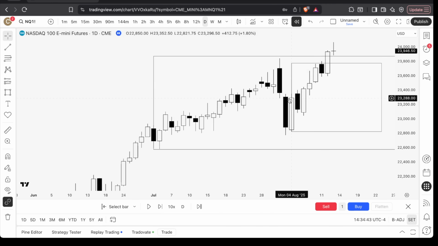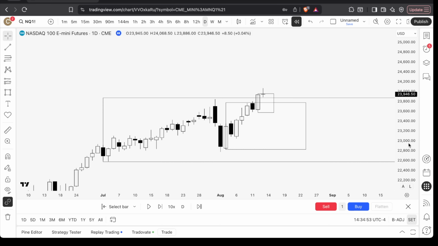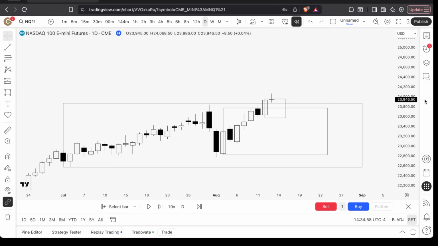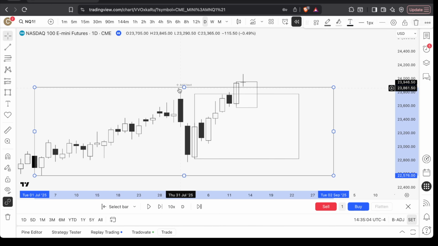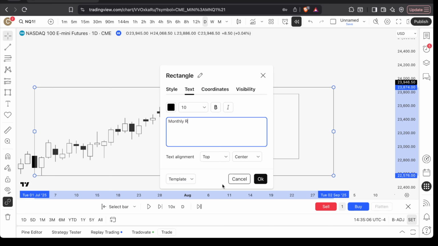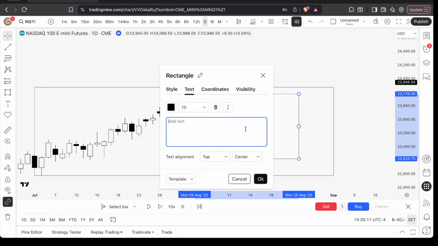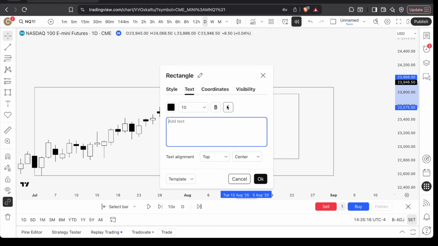Let's go on daily time frame. So same thing is happening right here also. Let me just make this better so you can understand. So this was our monthly range. This was our weekly range, and this is our daily range.